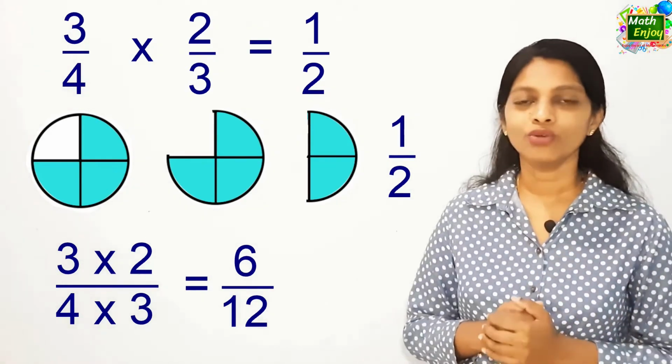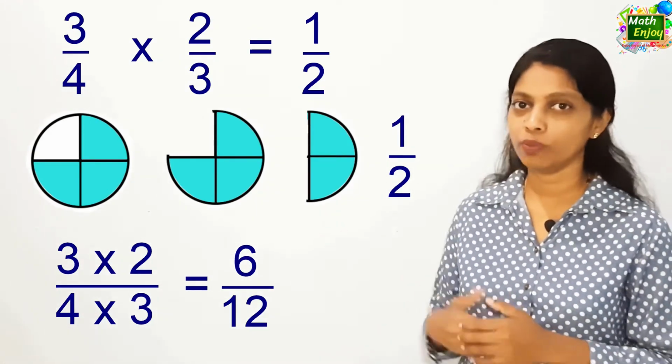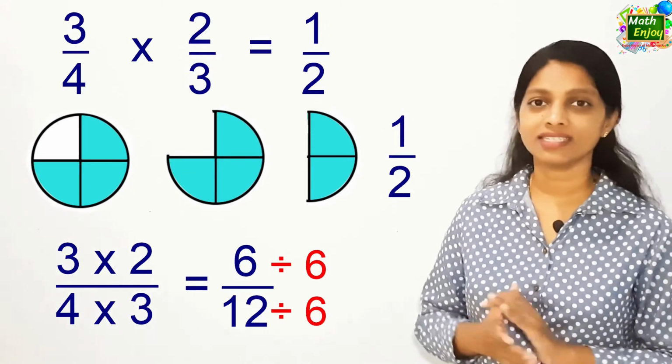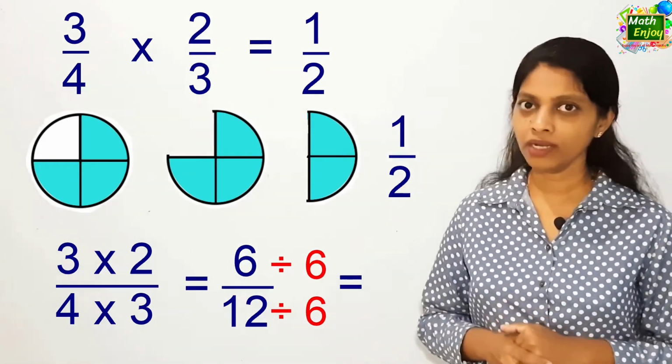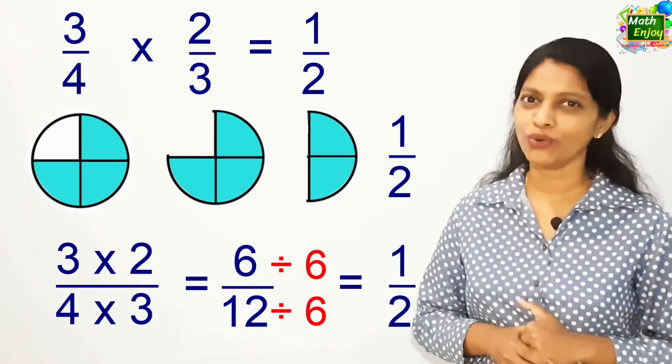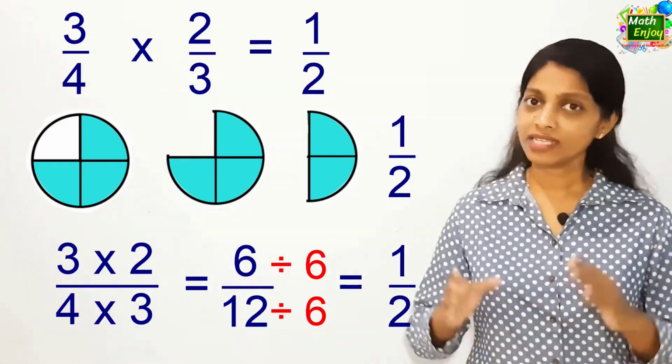To take that, you can divide both numerator and denominator by 6. We learned these things in our equivalent fraction video. 6 divided by 6 is 1. 12 divided by 6 is 2. 1 over 2.